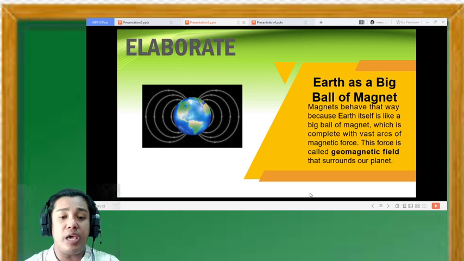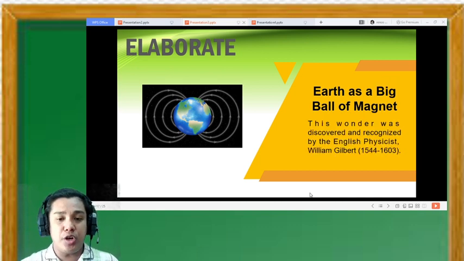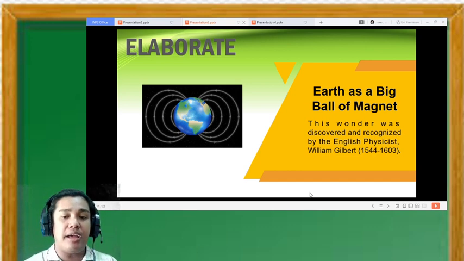Magnets behave that way because Earth itself is like a big ball of magnet, complete with vast arcs of magnetic force. This force is called the geomagnetic field. Again, that kind of force is what we call the geomagnetic field that surrounds our planet. So Earth is a big ball magnet. This was discovered and recognized by the English physicist William Gilbert, who lived from 1544 to 1603.